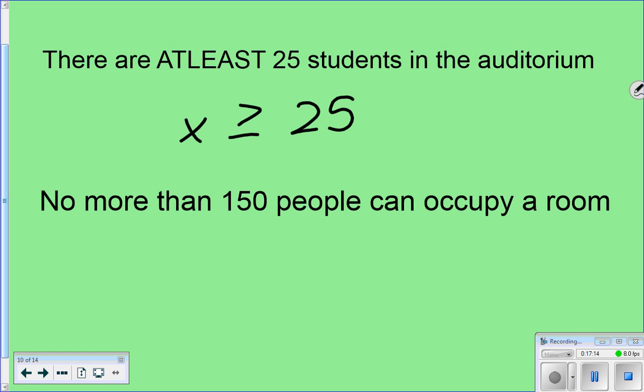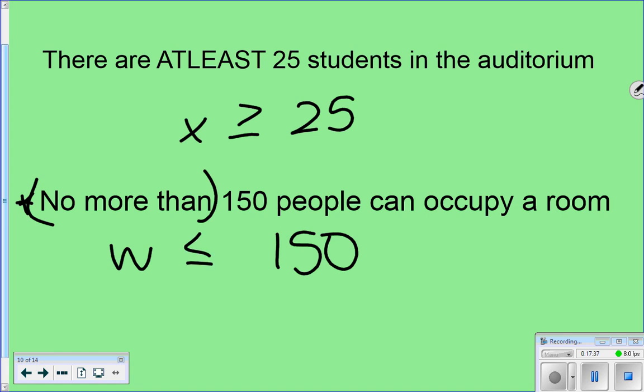So, for this one, if I have no more than 150 people, 150 people has to be in my inequality, and I'm going to put a W this time. So if I look for this, no more than, can there be 150 people? But can there be 151? No. There's got to be less than that, right? So it should be less than or equal to. It's the same thing in a restaurant, or in the bus. If they say capacity is 75, that means it can hold 75 people, and that is it.